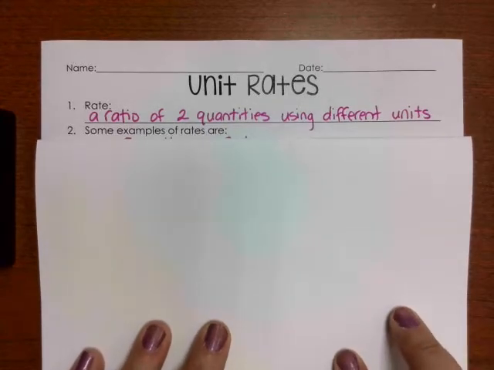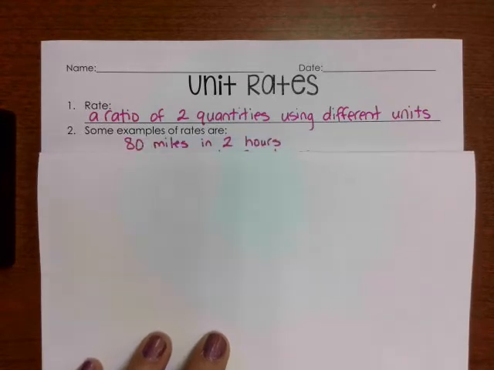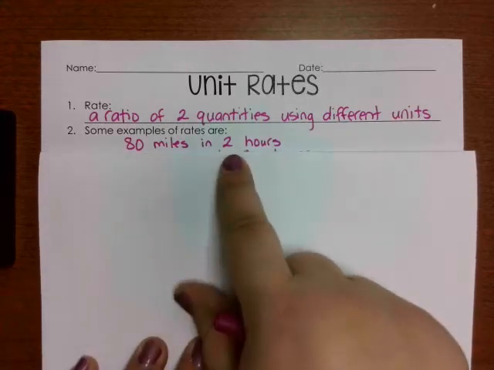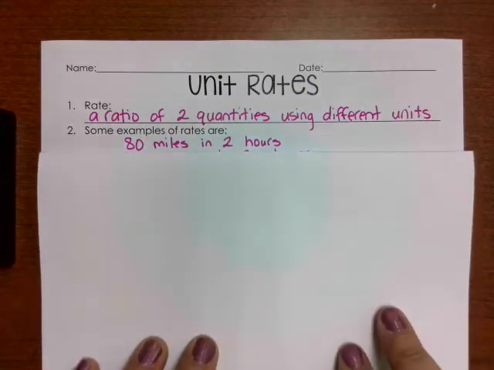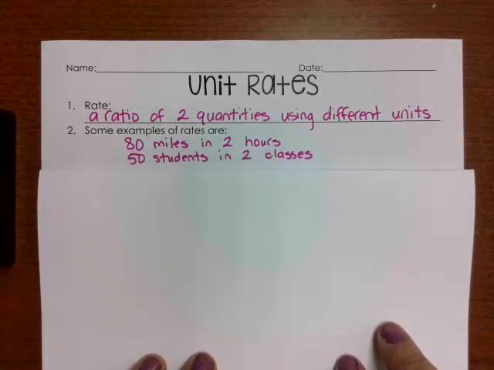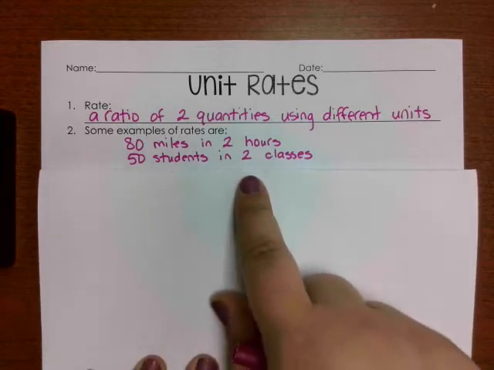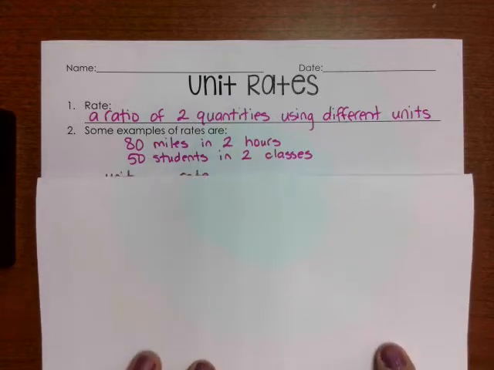The next thing is there are some examples of rates. We use rates a lot, especially as an adult. Speed limit is a rate. How far you can travel, so like 80 miles in 2 hours, that is a rate. My two different quantities are 80 and 2. Quantities are numbers, and then my different units are miles and hours. Here we have 50 students in 2 classes, so again my quantities are 50 and 2. My units are students in classes. They are different. They have to be different units.